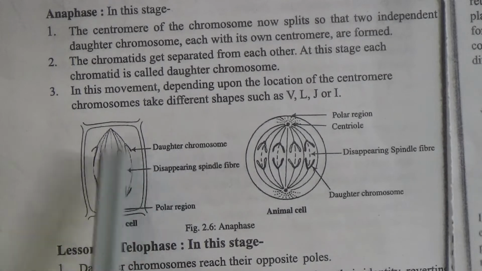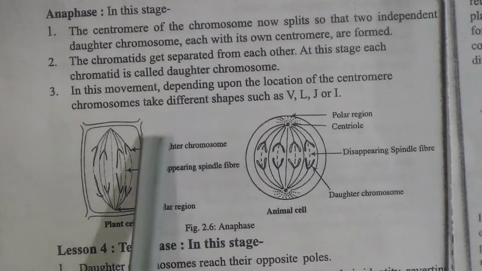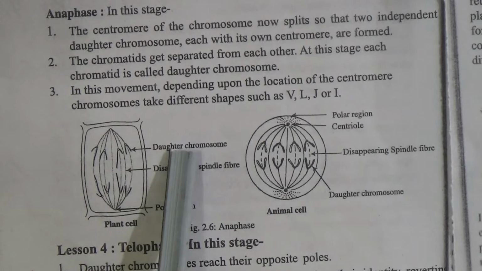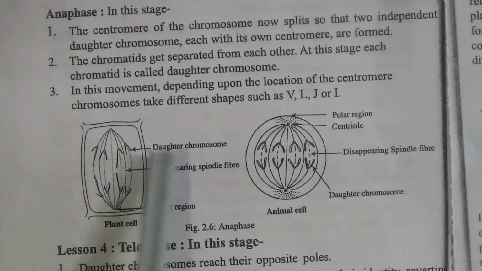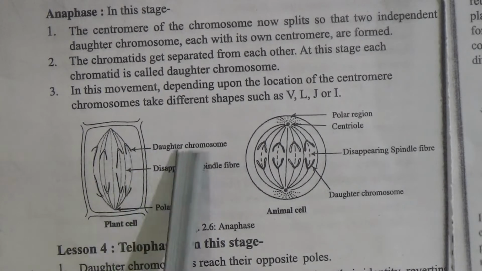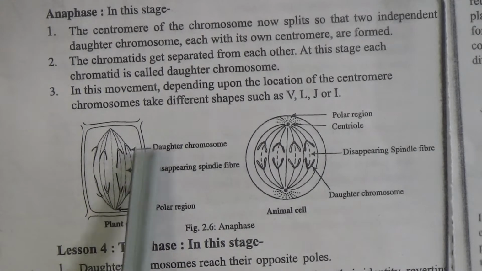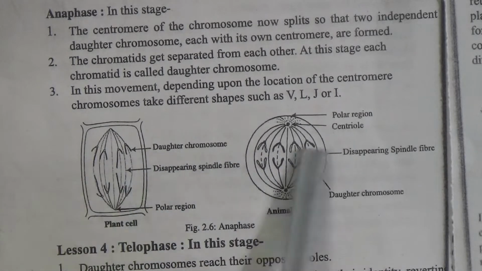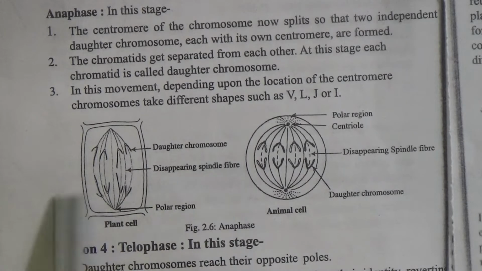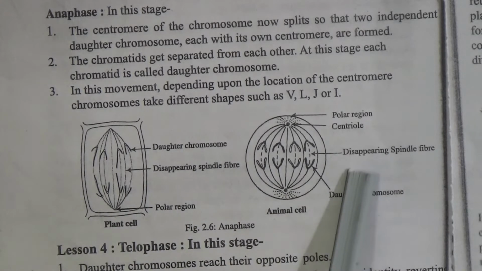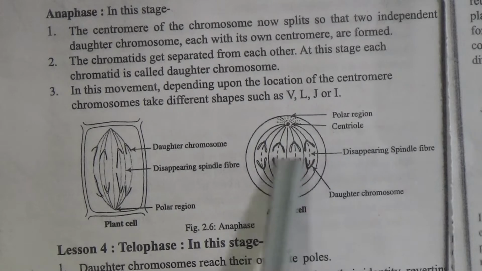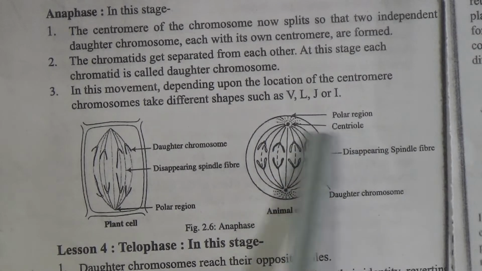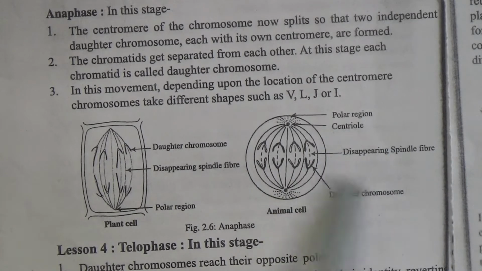Here in this stage we have said that the chromatids get separated from each other, and at this stage each chromatid is called a daughter chromosome. See, here is a daughter chromosome. They are divided from each other. Disappearing spindle fiber: in this stage the spindle fiber is disappearing, and this is polar region. And in animal cell, this is the polar region, and this is the centriole, and the disappearing spindle fiber, and they are daughter chromosomes.